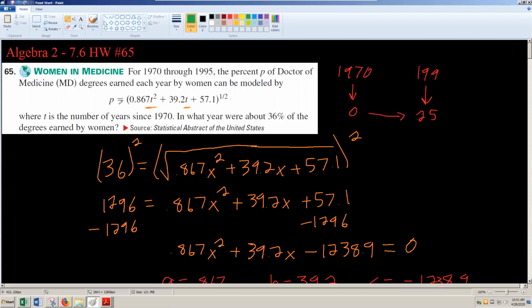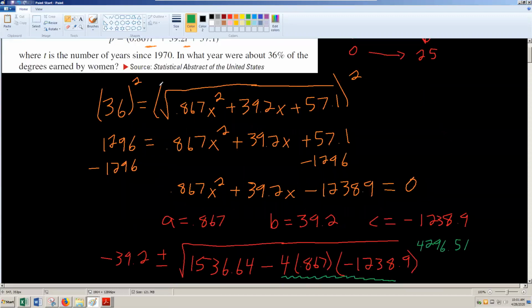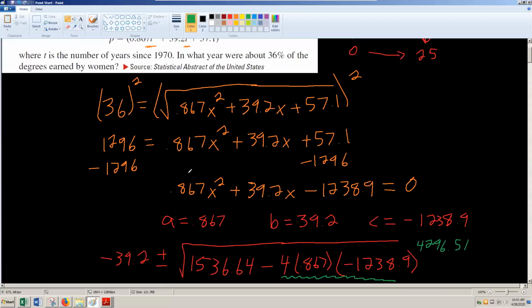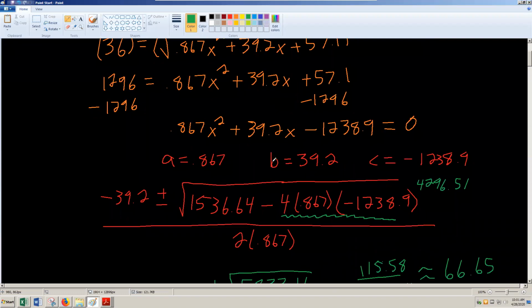Awesome. All right, so doctors earn degrees. Saying 36% equals this. What year? Square both sides, subtract this thing over. ABC values, squared.